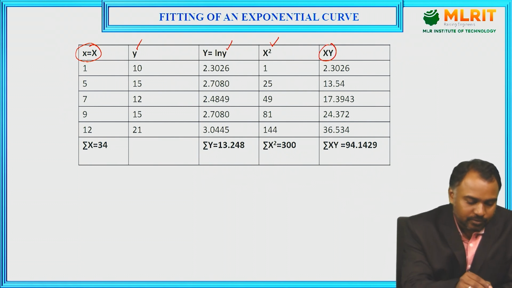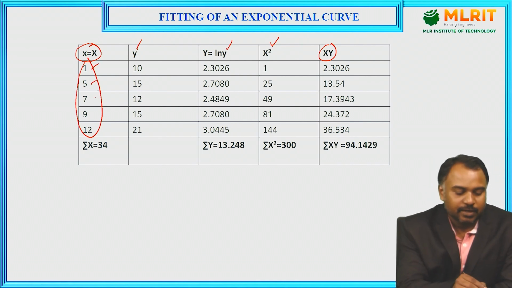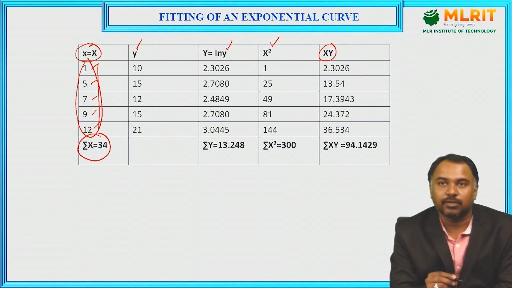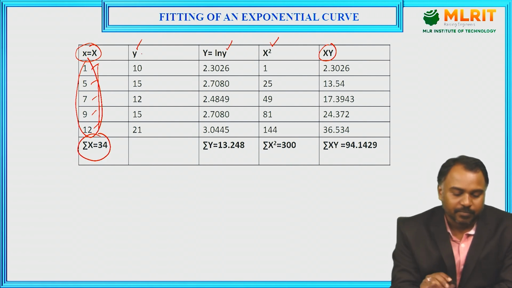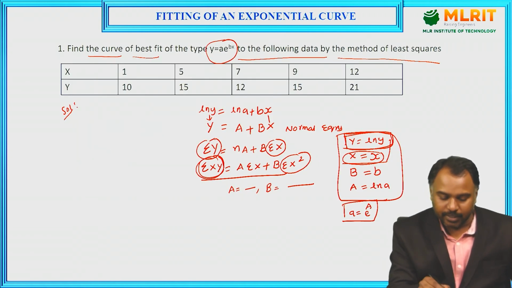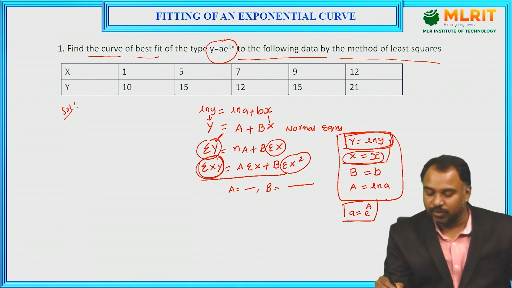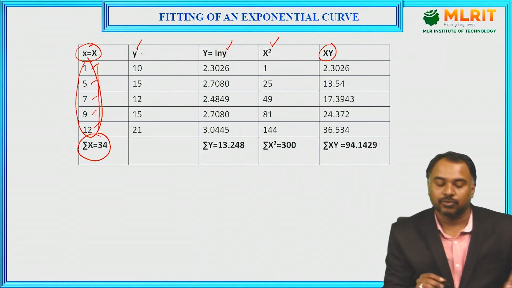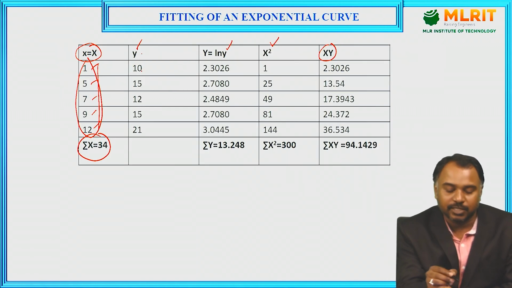Look at that. This is the given data: 1, 5, 7, 9, 12. The sum of these values, considered as capital X, is equal to 34. I don't have any small y in the equations; I require capital Y, but capital Y and small y are not the same. Capital Y is equal to ln of y, so we need to find capital Y using this, taking ln of these values.